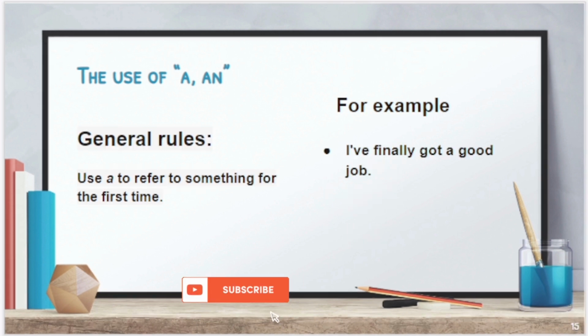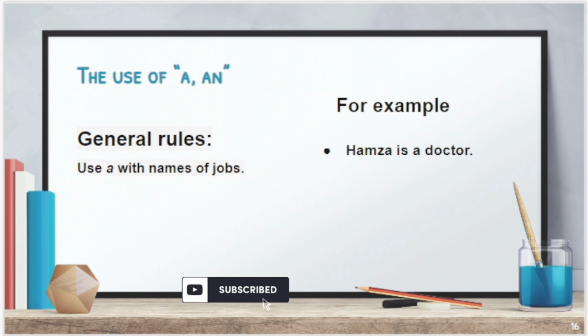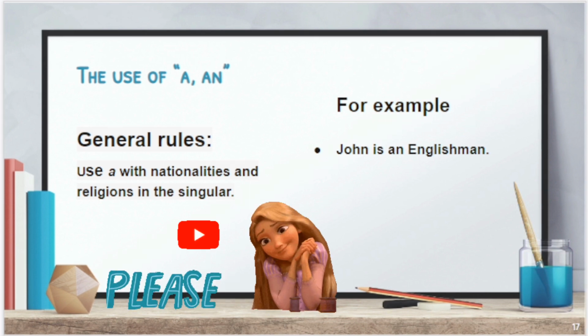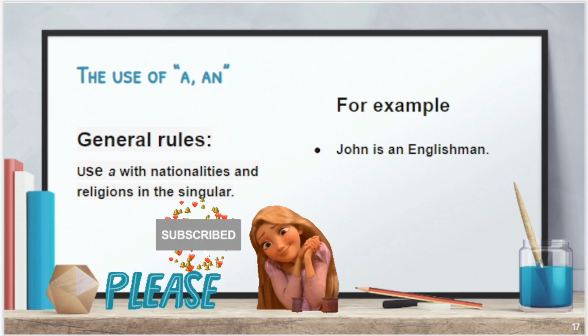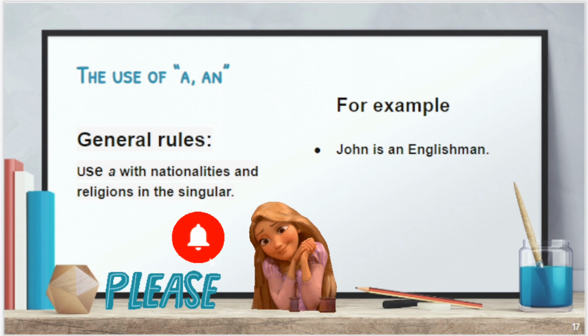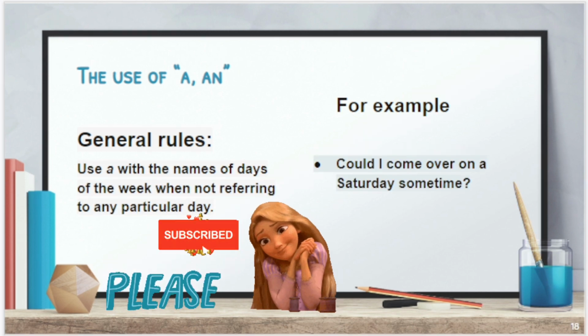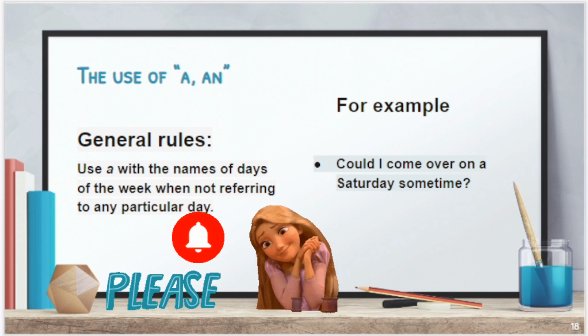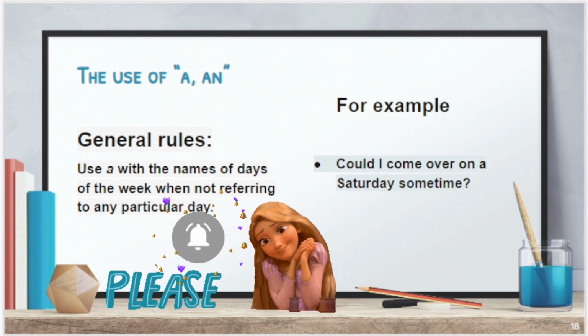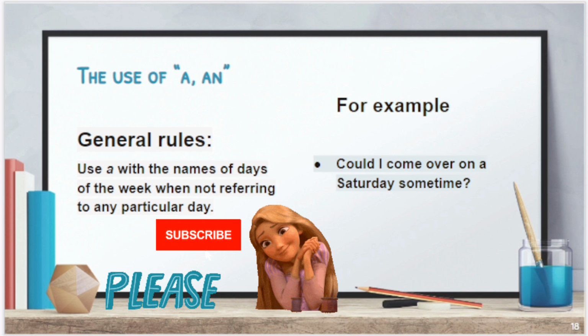First of all, use a to refer to something for the first time. For example, I have finally got a good job. Now I will discuss the second rule, use with names of jobs. Hamza is a doctor. And third rule, use with nationalities and religions in the singular. John is an Englishman. Fourth rule, use with the names of days of the week when not referring to any particular day. For example, could I come over on a Saturday sometime?